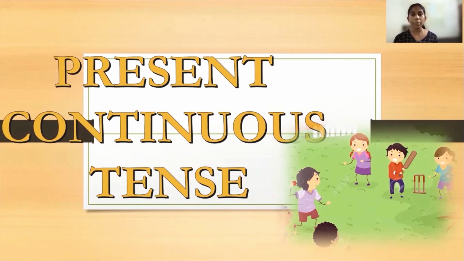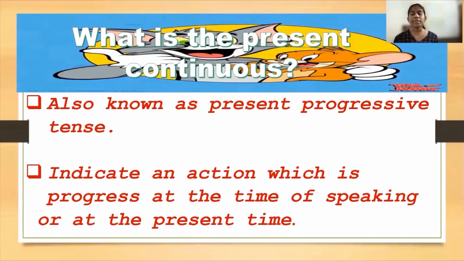Today we are going to talk about present continuous tense. What is this present continuous tense? Present continuous tense is also known as present progressive tense. That means another name for this present continuous tense is present progressive tense. And this indicates an action which is in progress at the time of speaking or at the present time.